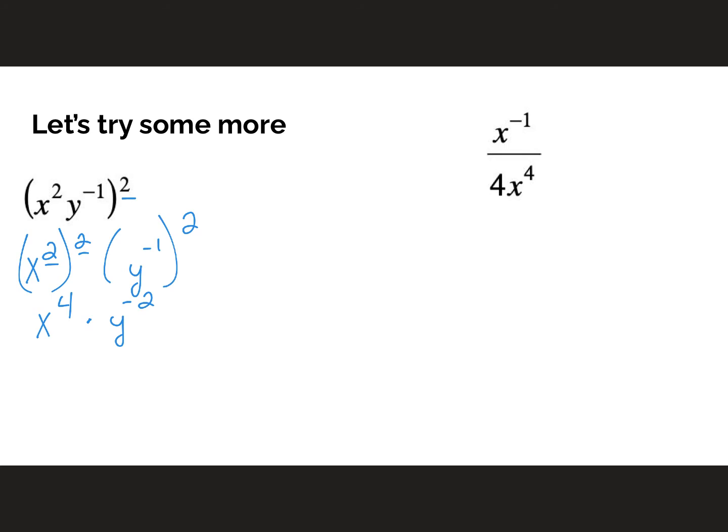Okay, so this x to the 4th is going to stay on the top, but this y to the negative second has a negative exponent, so we're going to put it on the bottom of our fraction. So it goes to the bottom, becomes y squared.